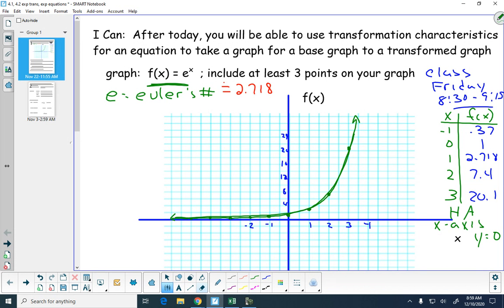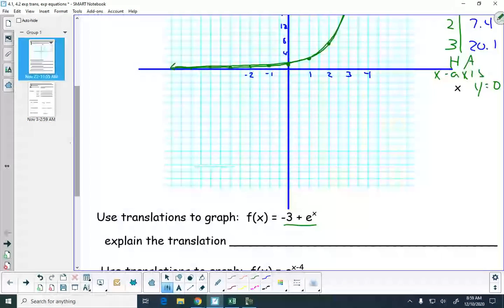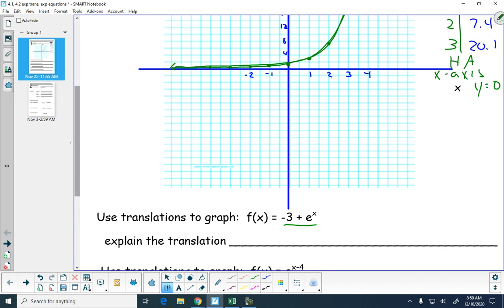So let's take a look now. This is the base function of e to the x. Now if we take a look at negative 3 plus e to the x, do you remember what occurs when I have this constant being added on? What do we call this value here?